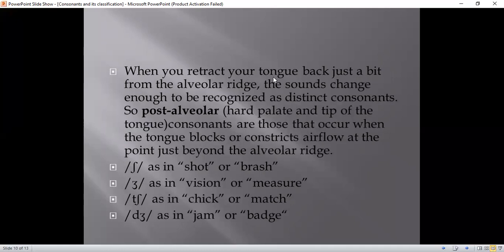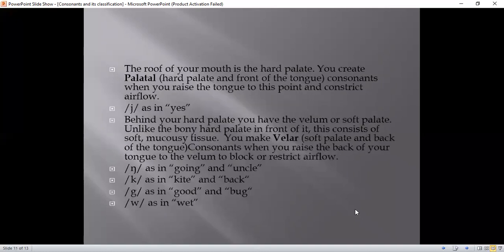When you retract your tongue back just a bit from the alveolar ridge, the sounds change enough to be recognized as distinct consonants. So post-alveolar consonants are those that occur when the tongue blocks or constricts airflow at the point just beyond the alveolar ridge, like sh as in short and brash, zh as in wizen and measure, ch as in chip or match, j as in jam or badge.